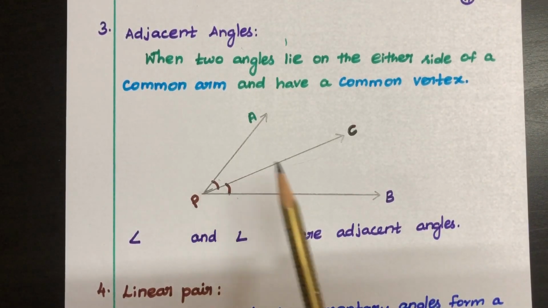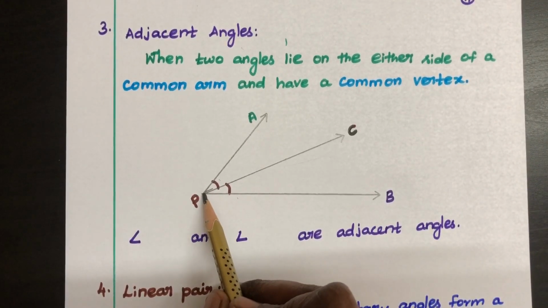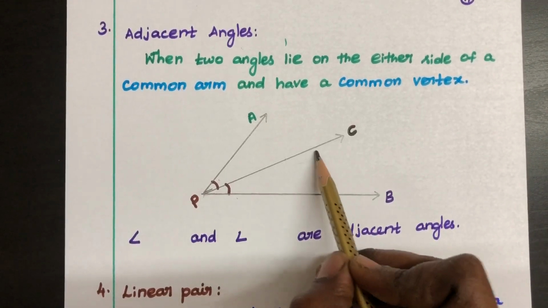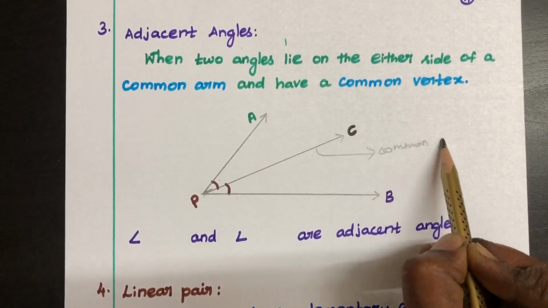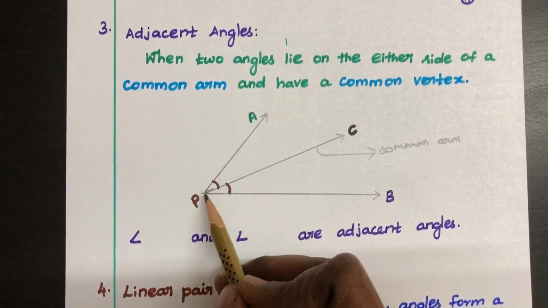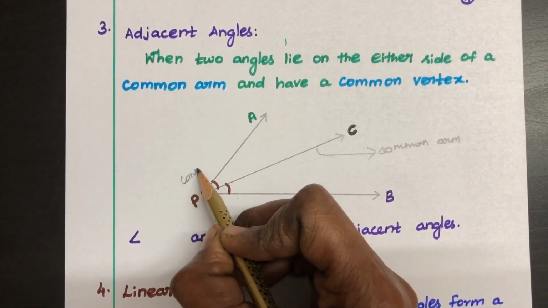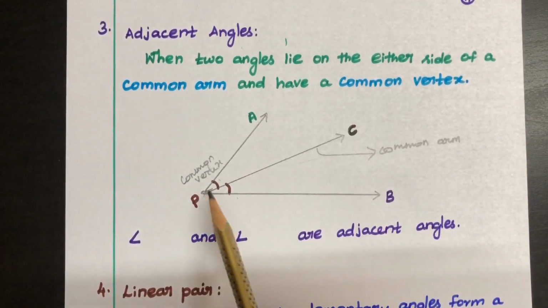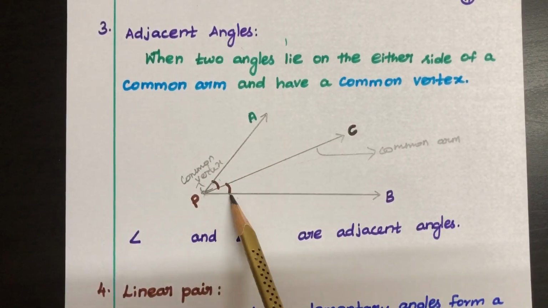What do you mean by vertex? Vertex means the lines meet at a point. That point is called a vertex. This is called the common arm. This is the common arm. And this point is the vertex, the common vertex.